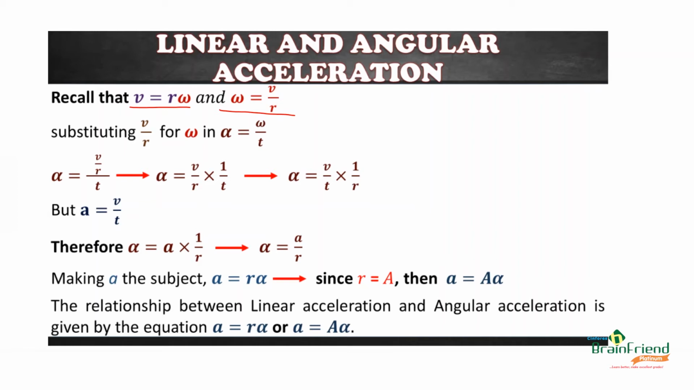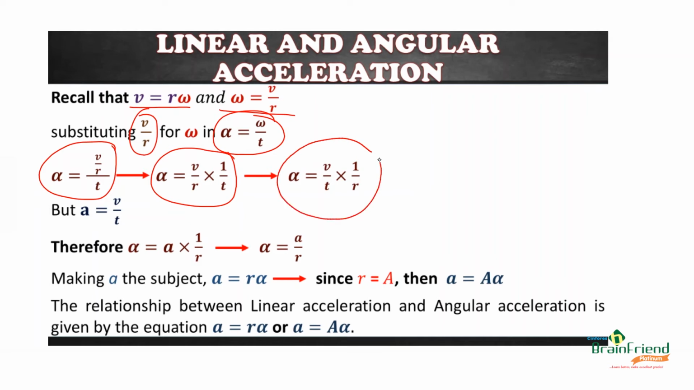Now substituting v over r for omega into this equation, alpha equal to omega over t, we have alpha is equal to v over r over t. By simplification, alpha is equal to v over r times 1 over t. Now, since r times t is the same thing as t times r, we can rewrite this equation to be alpha equal to v over t times 1 over r. But our acceleration a is equal to v over t, that is velocity over time.